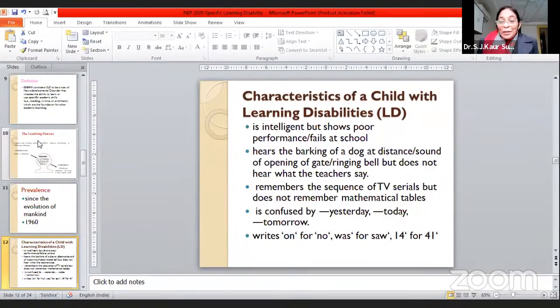Second, a very interesting characteristic with such children is that they hear the barking of a dog at a distance, but what the teacher is saying in the class, they are not able to comprehend. At the same time, mother is teaching at home, पढ़ा रही हैं घर पे, और बच्चा आपको बता देगा कि कोई आ गया गेट पे. There is a sound of opening of the gate, or there is a doorbell, so the child comes to know quickly. वो कहेगा अरे कोई है गेट पे.